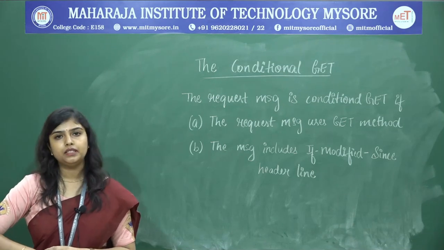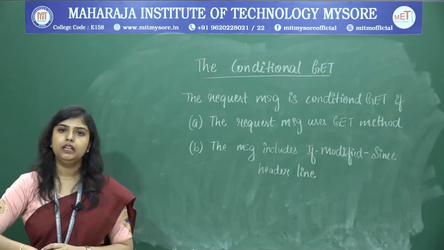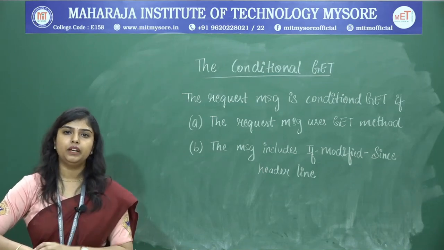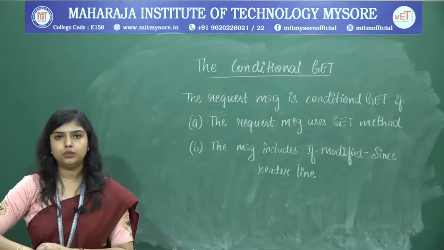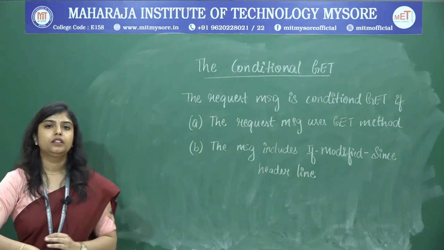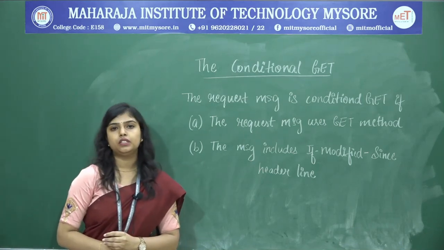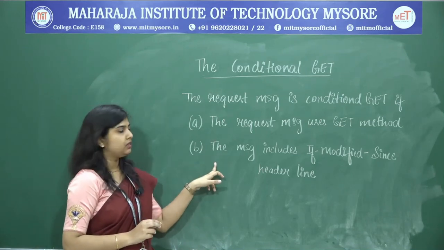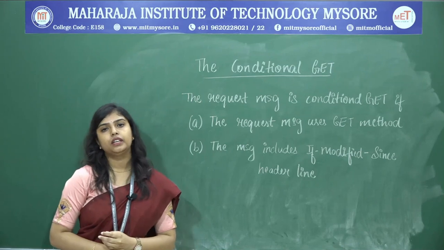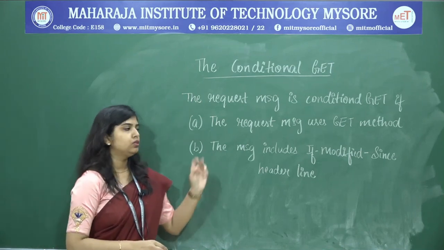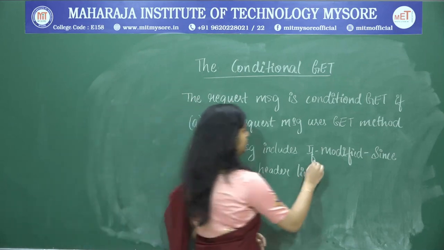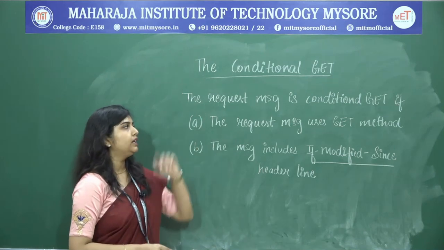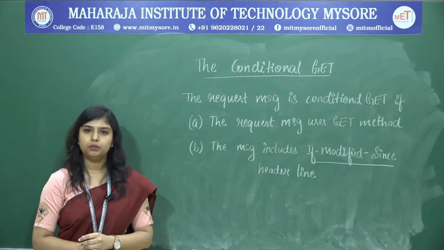To get rid of that problem, as I said, we are going to use the conditional GET. The conditional GET helps the web cache have the updated versions of all the objects which the client has requested. We can say a request message is a conditional GET message only if it contains these two parameters. The request message should have the GET method, and it should also include the If-Modified-Since header line. Only then do we call that message a conditional GET.